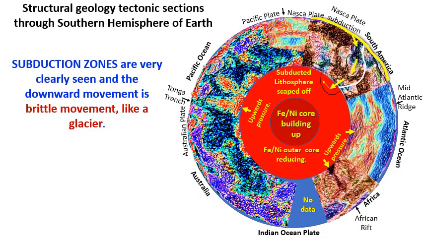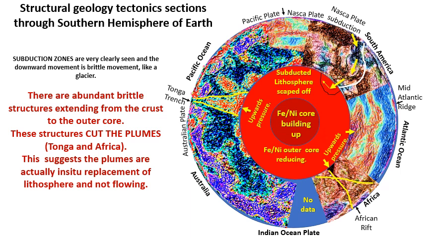The subduction zones are very clearly seen, and the downward movement is brittle movement like a glacier. There are abundant brittle structures extending from the crust to the outer core. These structures cut the plumes, Tonga and Africa. This suggests that the plumes are actually in situ replacement of lithosphere and not flowing.